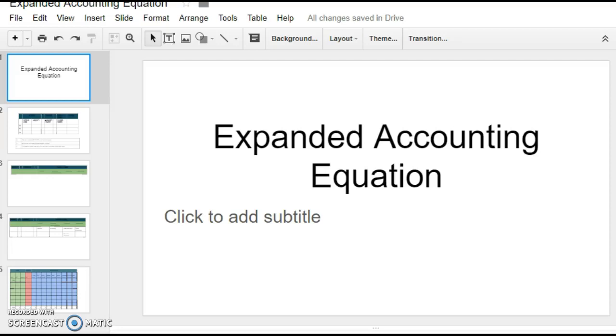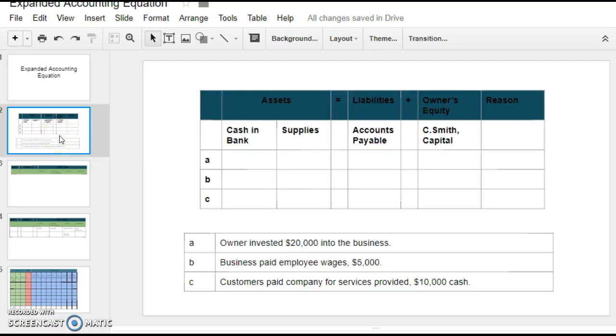In this lesson, you're going to learn about the expanded accounting equation. But before we do that, let's take a look at the accounting equation: assets equals liabilities plus owner's equity. I want to do just a quick review of the accounting equation before we get to the expanded one. So let's do these three transactions.